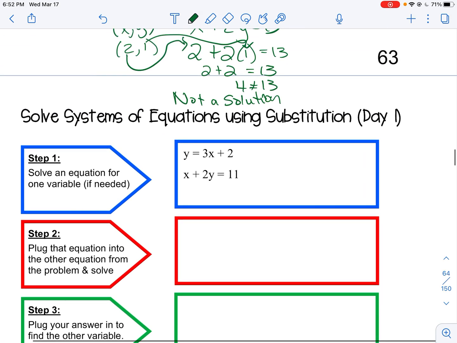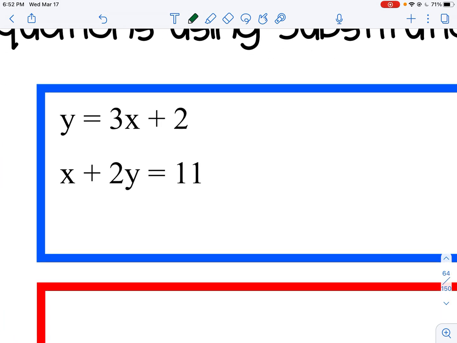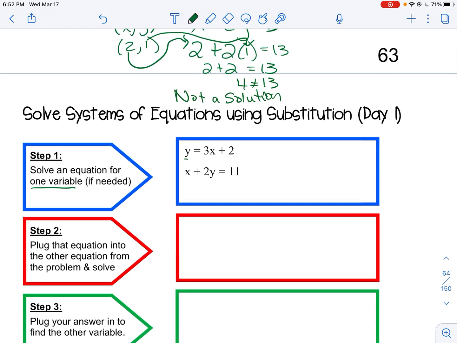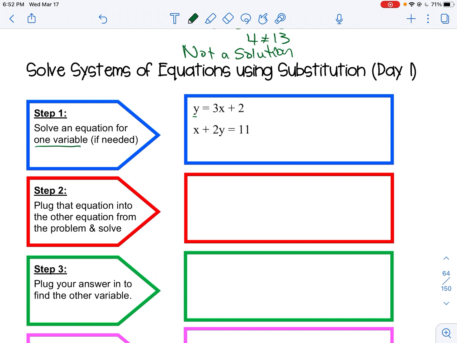We are on page 64, and the very first thing says solve an equation for one variable if needed. If we notice right here, it's already solved for one variable. It says y equals. It is in slope-intercept form. I'm going to plug this equation right here into the other equation from the problem. I'm going to take the part that y equals and plug it in for the y value.